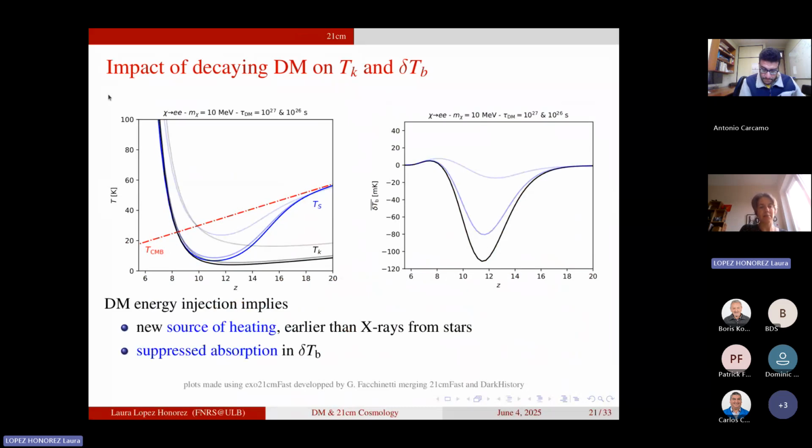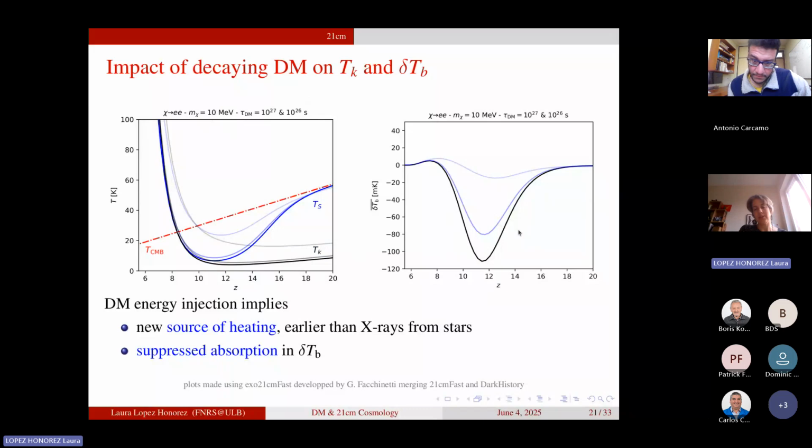Now let me add dark matter that would decay, for example, into a pair of electron positron, for a mass of dark matter of 10 MeV, and lifetimes between 10^27 and 10^26, corresponding to two different colors here. And let's see what happened. What you see is that the temperature of the gas is going to be heated. It goes up, like up with a step, okay? When you do that, obviously, the spin temperature is going to go down less. And because the difference between the spin temperature and the CMB temperature is not anymore so big, you have less absorption in your global signal, okay?